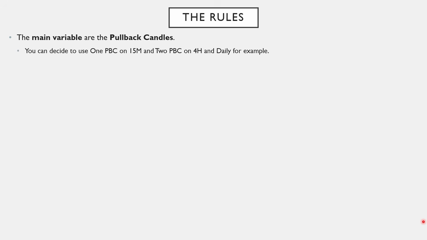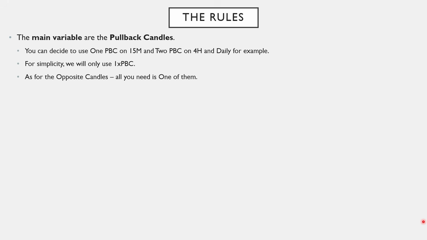So when it comes to the rules, you can decide to use one pullback candle. PBC, by the way, is short for pullback candle. You can decide to use one pullback candle on the 15-minute time frame, or maybe two pullback candles on the hourly and the daily time frame, or you can decide to use two pullback candles on the 50-minute and one on the 4H and the daily. For simplicity right now, for this lesson, let's stick to one pullback candle and also one opposite candle. For the opposite candles, I would say all you need is one, because as I said, all we need is that line chart to actually make a pullback.